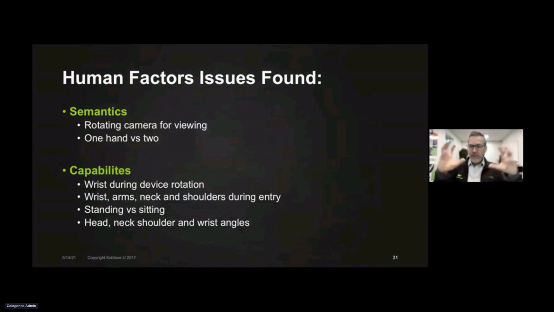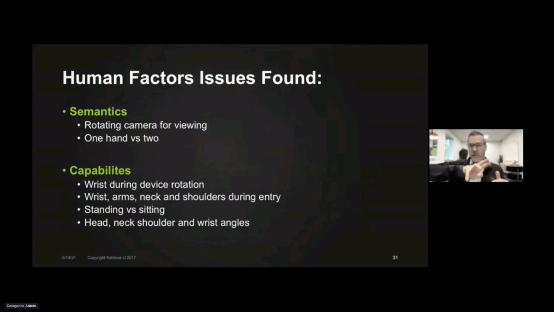Two areas were very important to us on this project. Semantics, meaning cognitive things about the user, and then capabilities, physical things about the user, okay? Cognitively, the users had trouble understanding how this camera that they were using on this device rotated and what orientation they were in. Semantically, cognitively, they were having trouble understanding when they should use one hand, when they should switch to two.